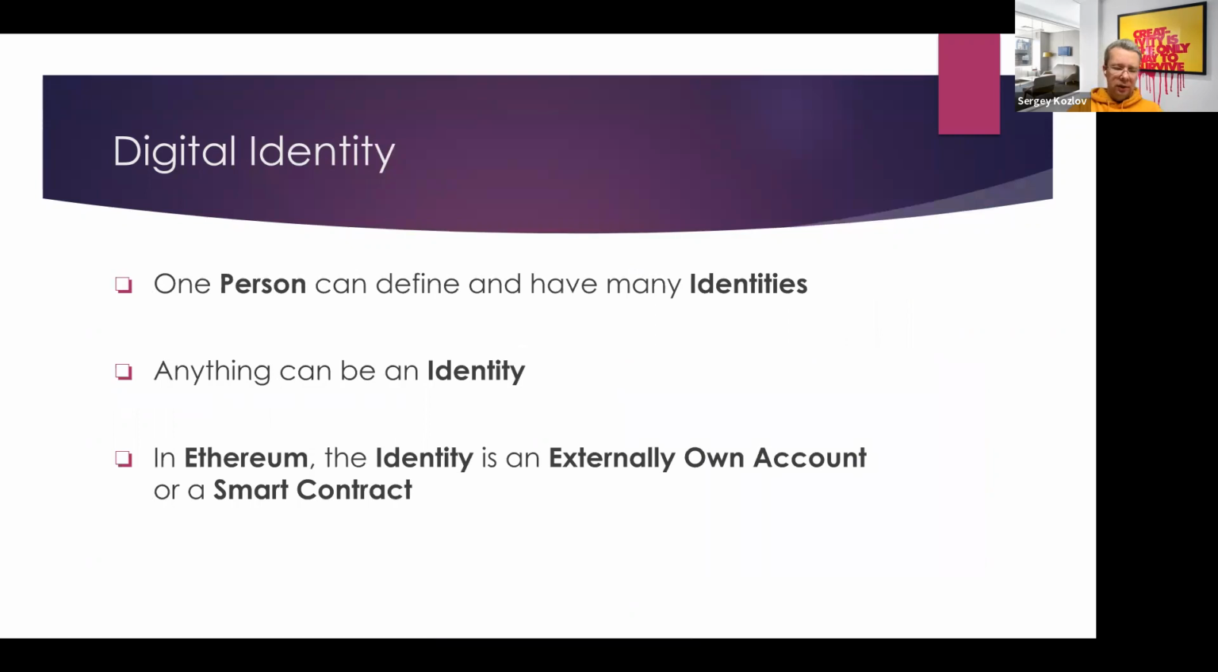So what is digital identity? Digital identity is when one person can define and have many identities. So it means that this technology will be really distributed. It doesn't mean that only government agencies will provide identities, but actually anything can be an identity. On Ethereum, an identity is a so-called externally owned account, I think you know it, or a smart contract.